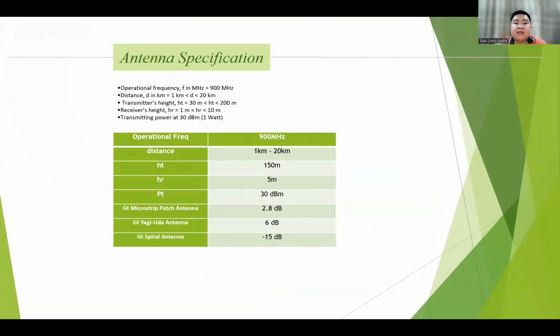In my assessment, I will set the antenna specification. The operating frequency will be 900 megahertz, distance from 1 kilometer to 20 kilometers, height of the transmitter 150 meters, height of the receiver station 5 meters, and the transmit power will be 30 dBm. The gain of the microstrip patch antenna is 2.8 dB, the gain of the Yagi-Uda antenna is 6 dB, and the gain of the spiral antenna is negative 15 dB.